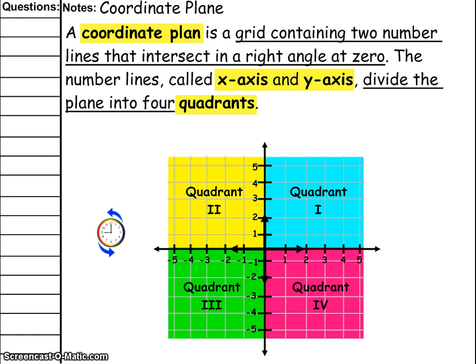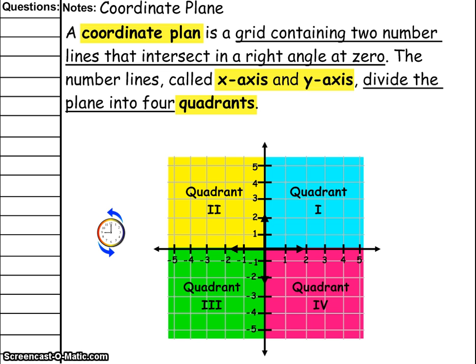A coordinate plane is a grid, or sometimes it's called a coordinate graph, containing two number lines that intersect at a right angle at 0. The number lines called x-axis and y-axis divide the plane or graph into 4 different quadrants.